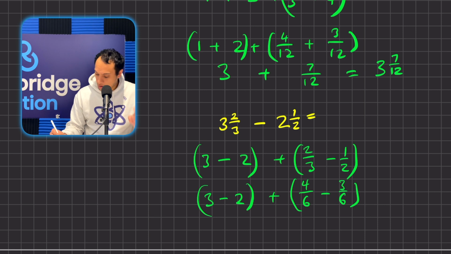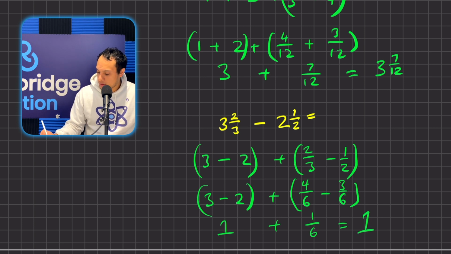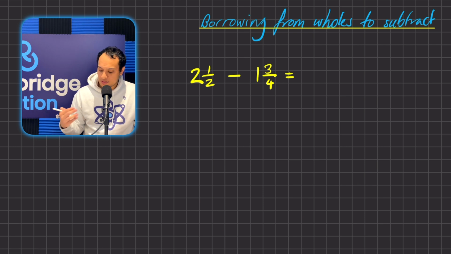If we evaluate our whole numbers, 3 take away 2 is 1. And then we've got 4 over 6, take away 3 over 6, so we get 1 over 6. Therefore we get 1 and 1/6. This is the most advanced stage. Here we're going to be borrowing from wholes in order to subtract.